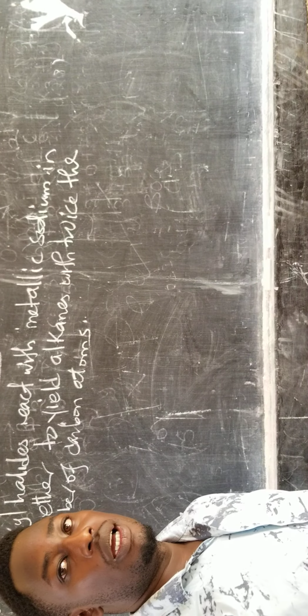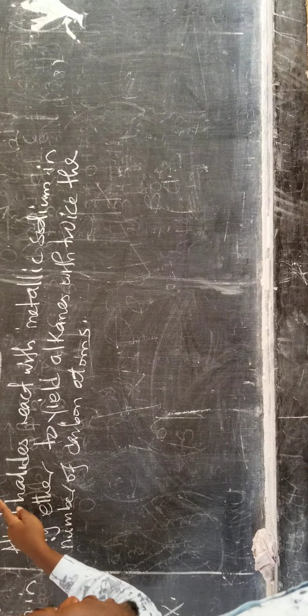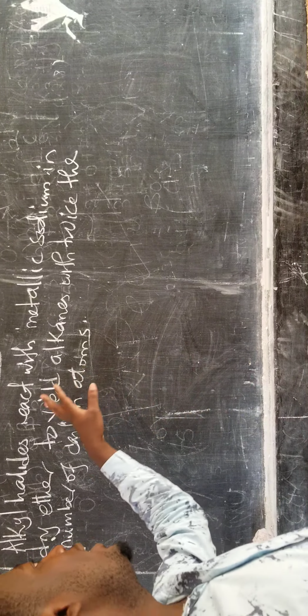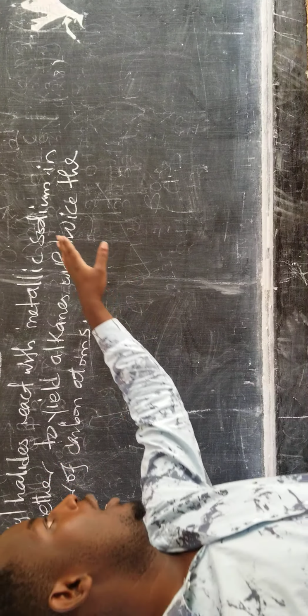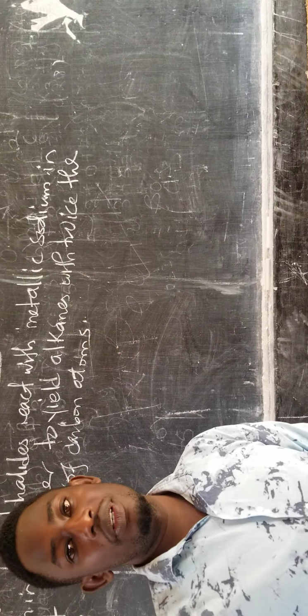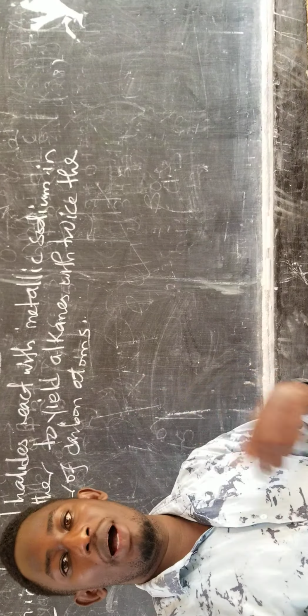Okay. Now we want to look at the last one under preparation of alkanes, the Wurtz reaction. In this case, the Wurtz reaction, we are going to heat an alkyl halide using metallic sodium, but still we are going to use dry ether. In this case, this formula of preparation doubles the number of carbon atoms.